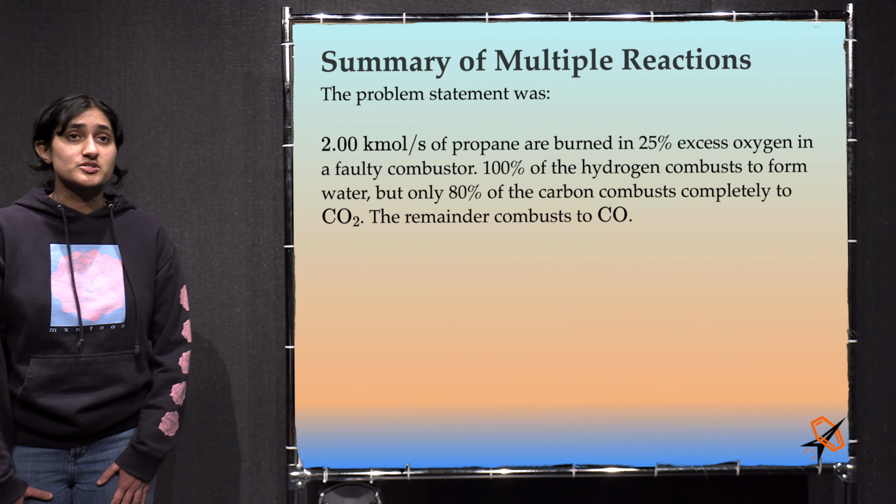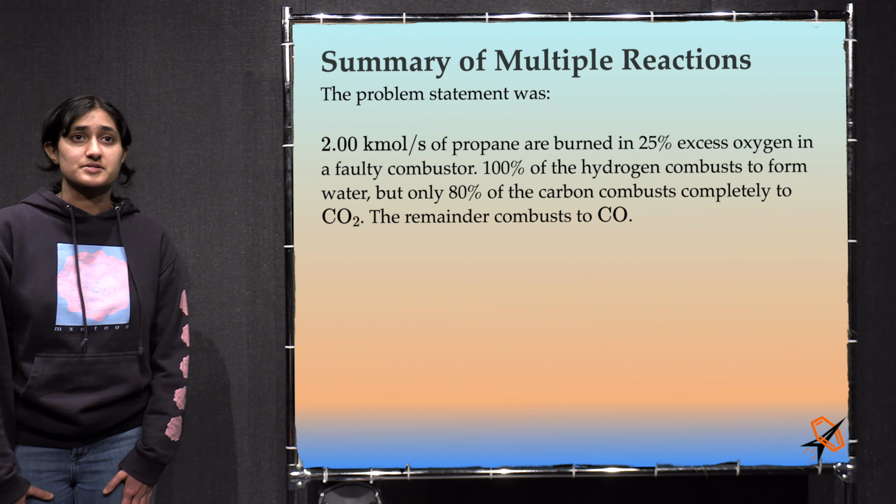As a brief summary of Part 2, we did an example of a faulty propane combustor. The problem statement was that 2 kilomoles per second of propane are burned in 25% excess oxygen in a faulty combustor. 100% of the hydrogen combusts to form water, but only 80% of the carbon combusts completely to carbon dioxide. The remainder combusts to carbon monoxide. A. Calculate the molar flow rate of oxygen into the combustor. B. Calculate the molar flow rates of each of the combustion products. C. Calculate the total molar flow rate of the exhaust.